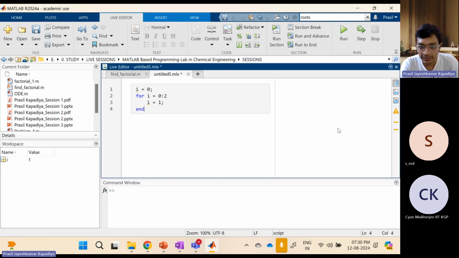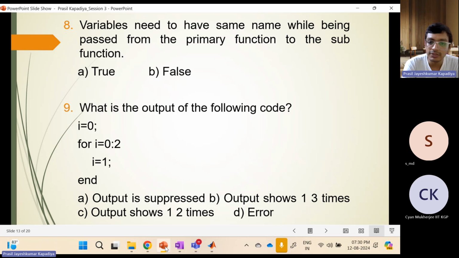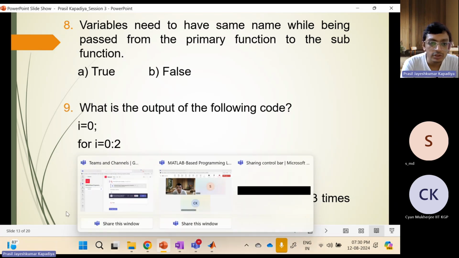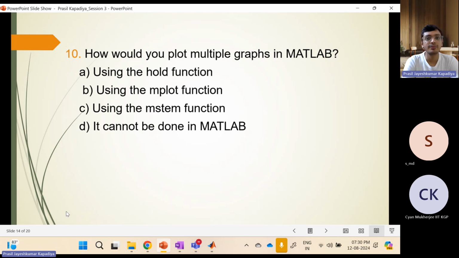So see, I'm not getting anything printed here. But let's say I'm removing this semicolon. So I will get 1 printed 3 times. But as there is one semicolon, our output is suppressed. So what is the answer of this question? Output is suppressed. Answer A. So let's go to the next question.